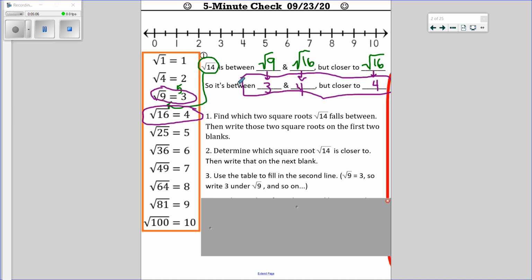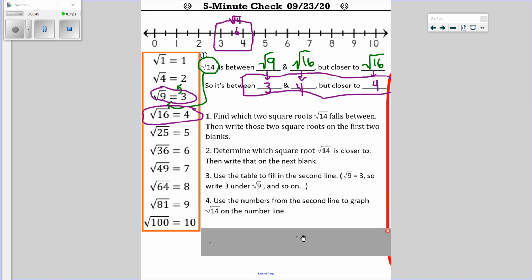Way to go, Pasquale. So this means that we're going to graph a point between 3 and 4, but closer to 4. So for this problem, I just need to focus in on 3 and 4, and then I need to put the point closer to 4 than it is to 3. So that means it would have to go on this side of the half line. It doesn't matter where, as long as it's somewhere between the half and the 4. And that will tell me that you understand that the square root of 14 is between 3 and 4, but closer to 4.